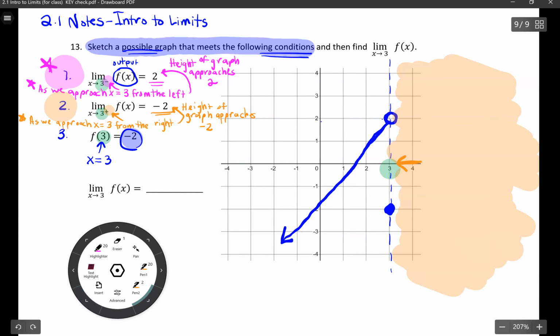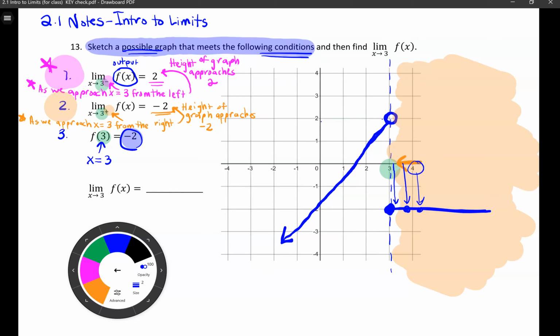And again, there's lots of ways my graph could look. I could just do a horizontal line where the height is always negative 2. So if I plugged in 4, the height would be -2. If I plugged in 3.5, the height would be -2. If I plugged in 3.001, the height is -2. So that's one way my graph could look, kind of like how that looks, but we can draw it other ways.